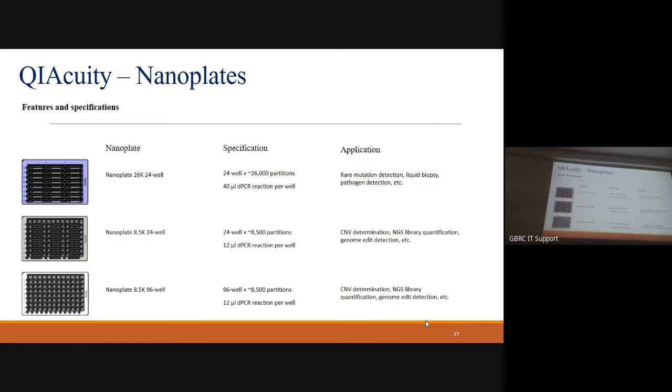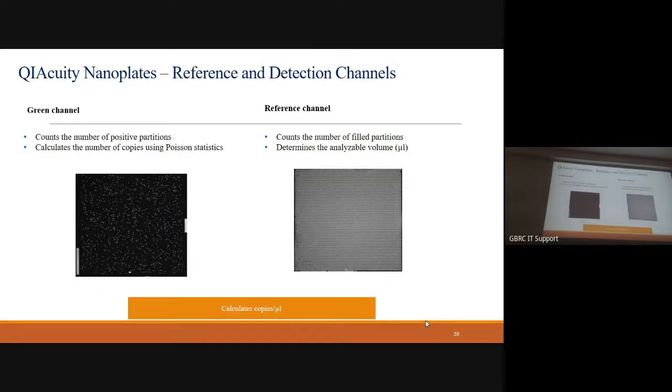So there are different applications. Suppose your target is very rare, then you are advised to use the 26,000 partitions, because the more partitions there are, the more amplification you will have and the higher the sensitivity. But if your target is very abundant, then you can use 8.5 thousand partitions as well.